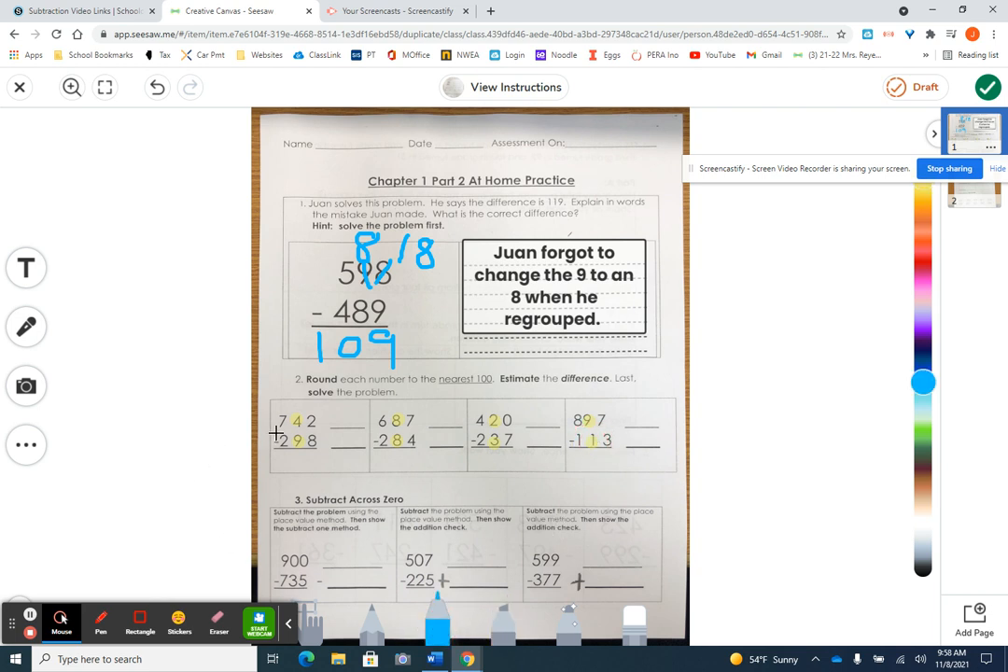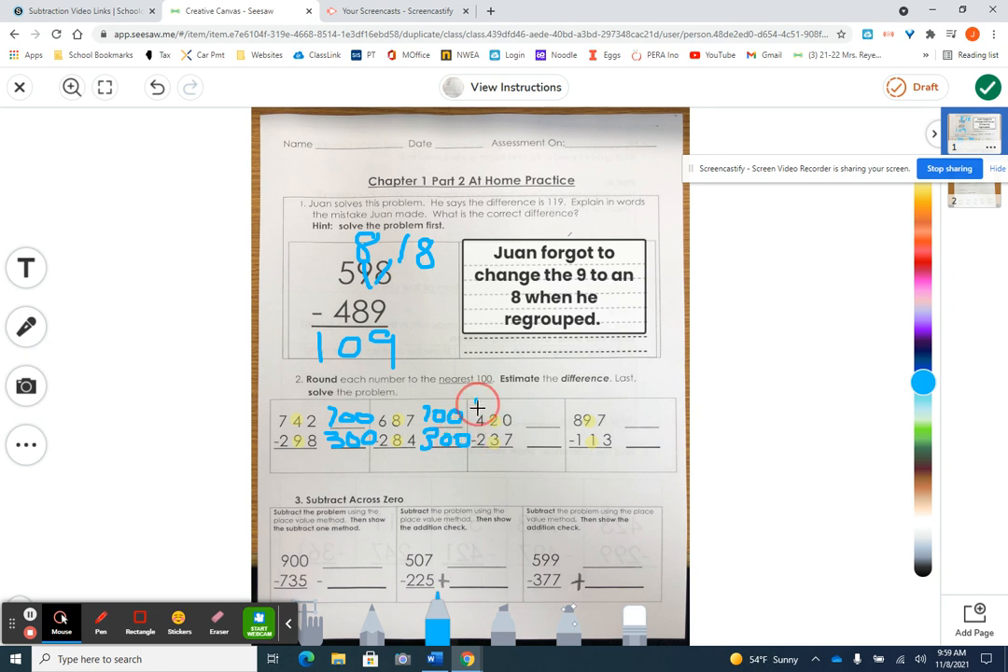So looking at my 742, that's going to round to 700. I like to do all my rounding first. And then my 9 tells my 2 you're going up to a 3. 687, the 8 tells the 6 you're going to go up, so that's going to be a 700. And then my 8 tells my 2 you're going up by 1, so that's 300.